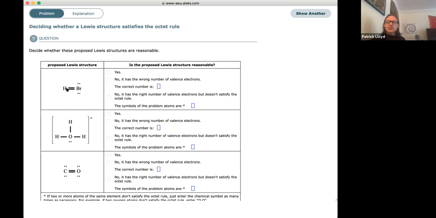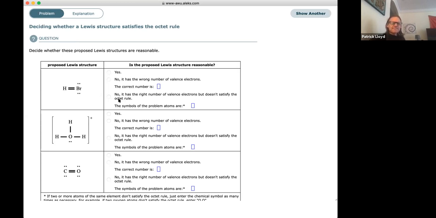So you're looking at the periodic table. Make sure you have that handy for you to count the number of valence electrons. Bromine is a halogen over here, 7 valence electrons. Hydrogen is over here, 1 valence electron. 1 plus 7 is 8. It has 8 electrons in this Lewis structure. So that's not a problem. It has the right number of valence electrons, but it doesn't satisfy the octet rule.